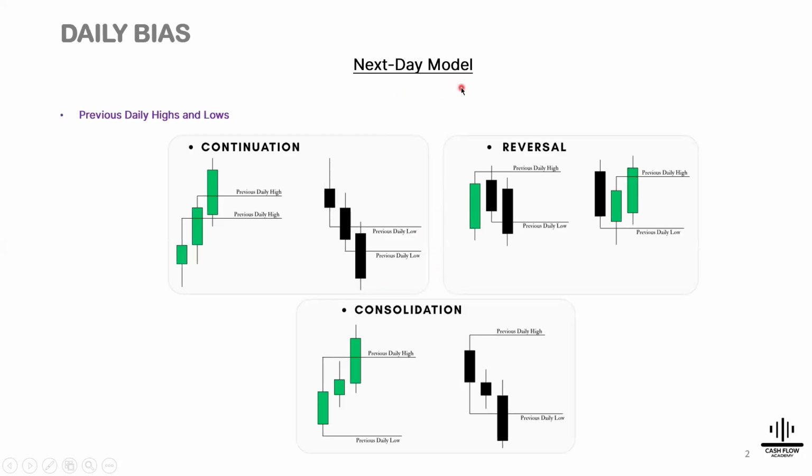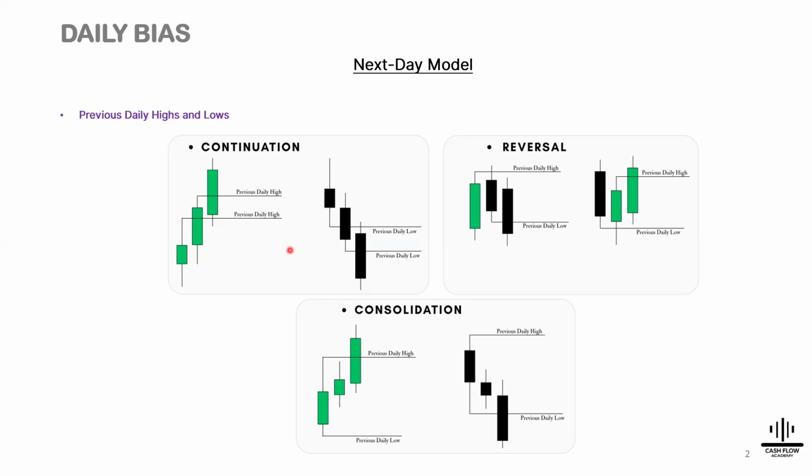All right, the next day model has to do with the previous daily high and the previous daily low. Now, the previous daily high and previous daily low are strong draws on liquidity, and they are very easy to identify. When you open your chart, you want to draw the previous daily high and the previous daily low. Price is most likely to reach out for one of these levels of liquidity.